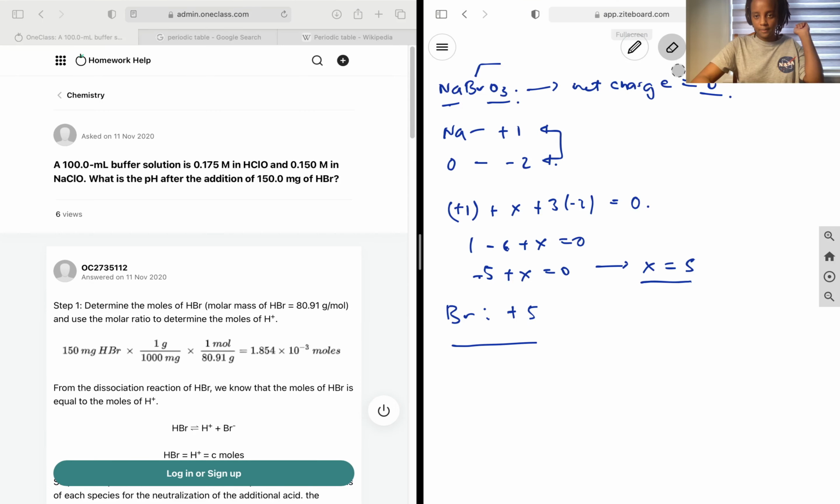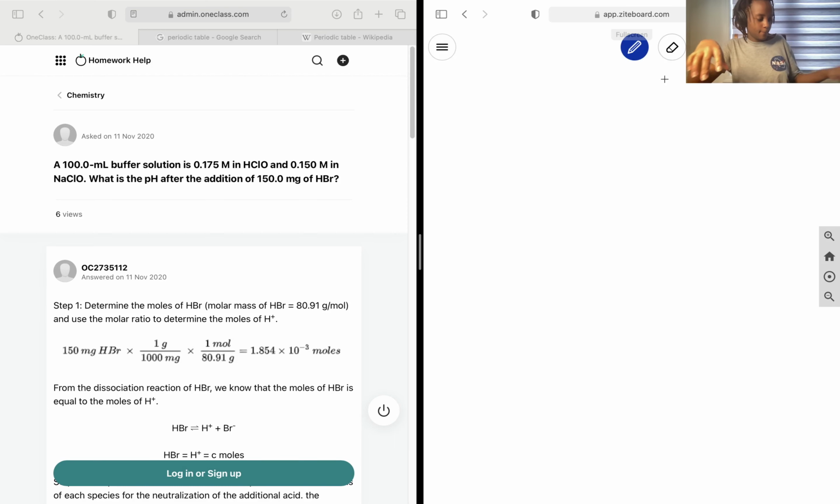Okay, for our last question. One last calculation question, and we're going to be using equilibrium, which means ICE tables. So a 100 milliliter buffer solution of 0.175 molar in HClO and 0.15 molar in NaClO. What is the pH after the addition of 150 milligrams of HBr? So first we want to determine the moles of HBr, and that will give us the moles of H plus because of its dissolution.